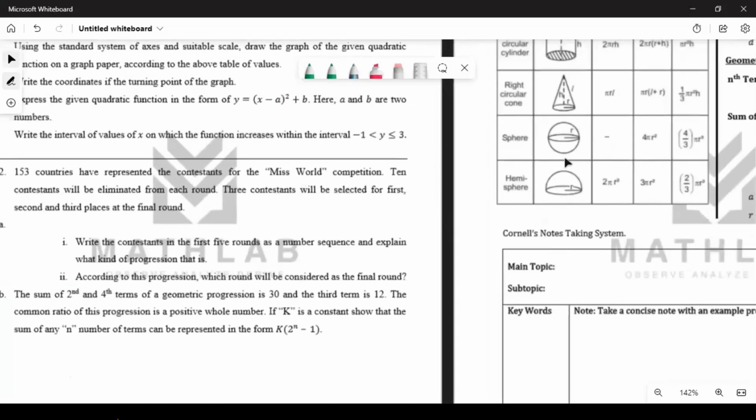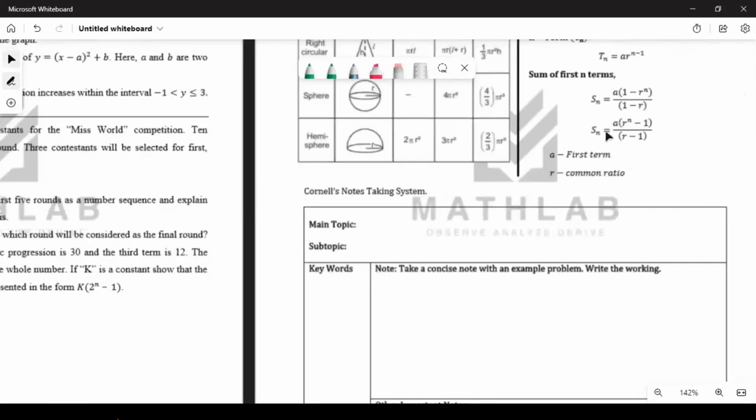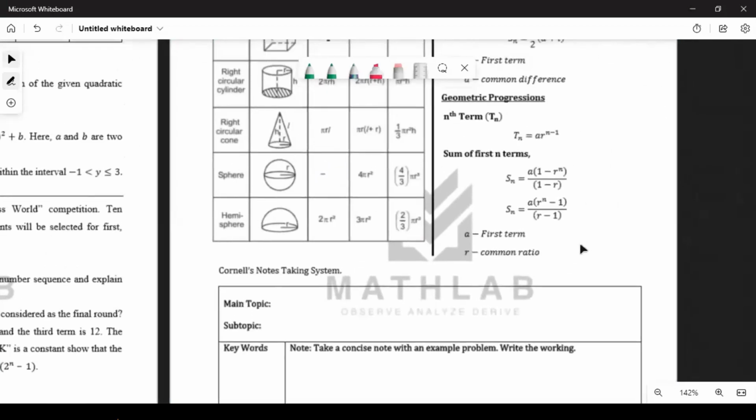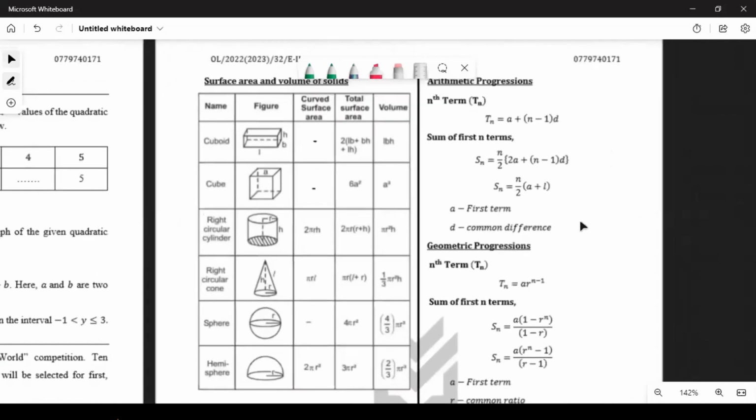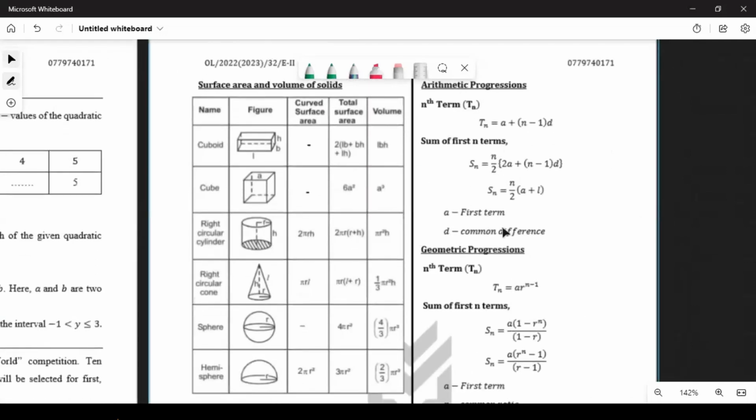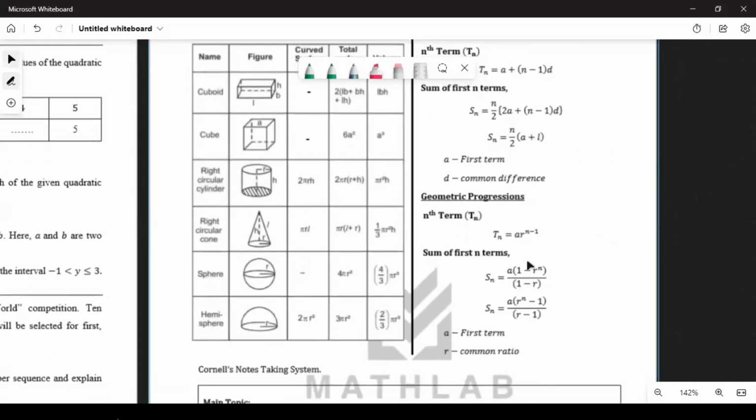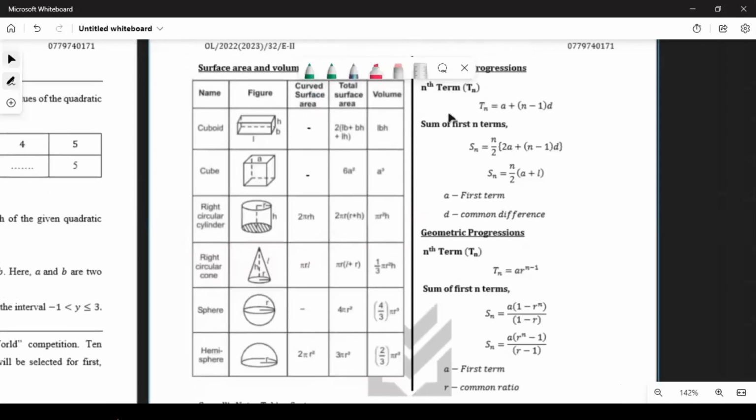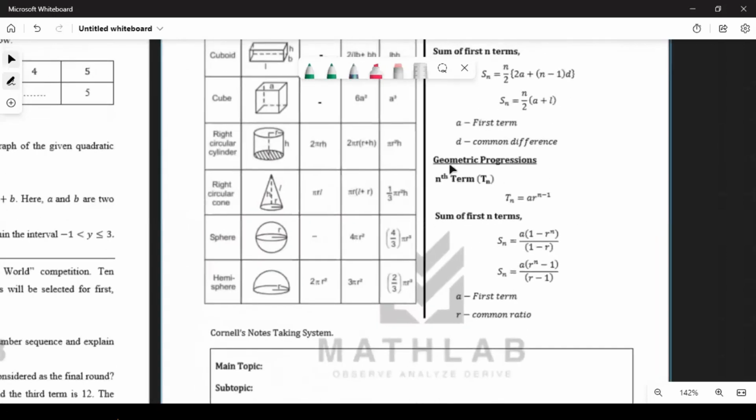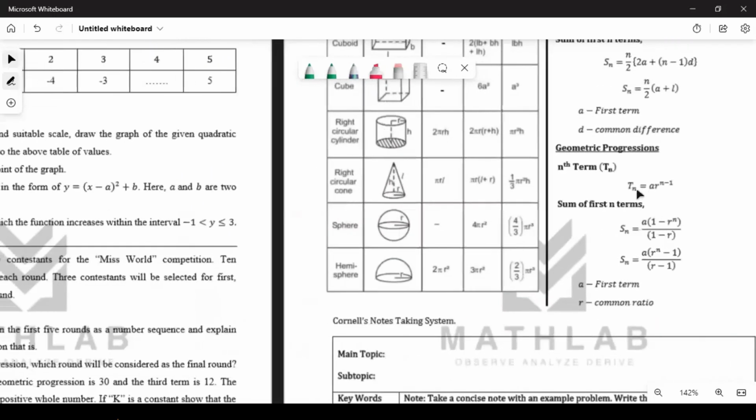Listen. If you can't remember the formulas related to progressions, you can go through the last page of the tute. In the last pages, I have included the formulas here. Arithmetic progression formulas and geometric progression formulas are there. So if you want, you can refer to that later.